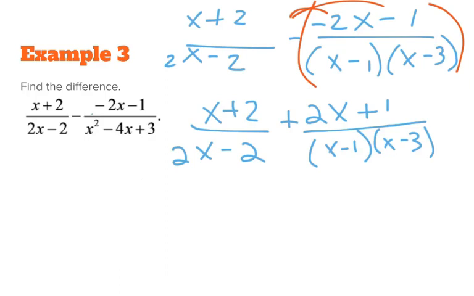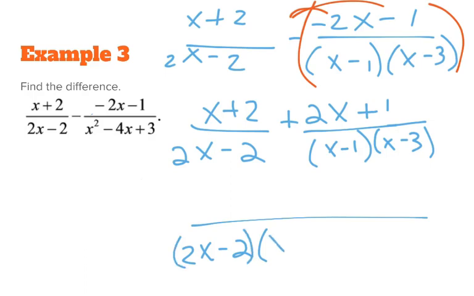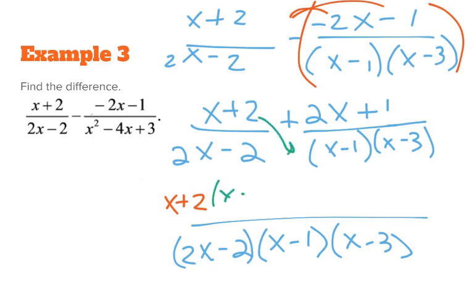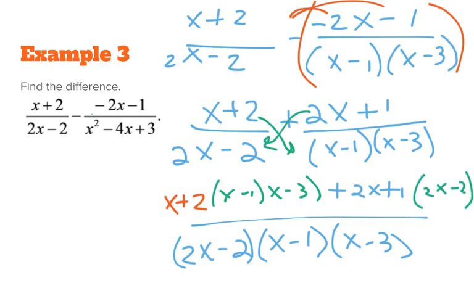Okay, so we've done all this, but we still haven't gotten common denominators. So now let's write it as one big fraction, and let's get those common denominators. So I'm basically just going to write out my denominator with all 3 of those terms, and then adjust for the numerator. So the x plus 2 piece needs to be multiplied by this denominator, so the x minus 1, x minus 3. And then I have plus, and then my 2x plus 1 piece needs to be multiplied by this denominator, which says 2x minus 2.